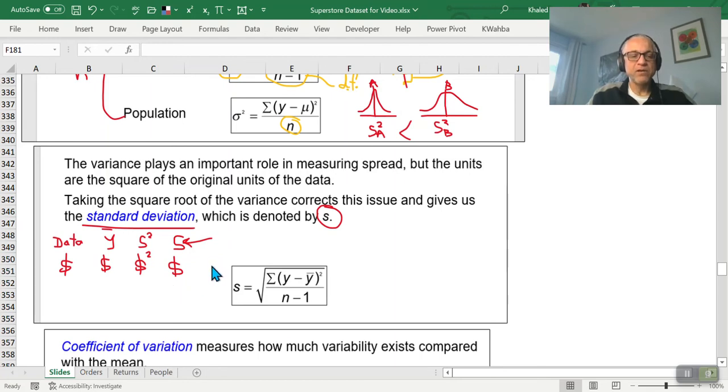But again, in order to calculate the standard deviation, you can see you need to calculate the average first and the variance second. So first you need to calculate the average as the first step, the second step is to calculate the variance, and the third step is to calculate the S, to take the square root. So this is what you have to pay attention to.